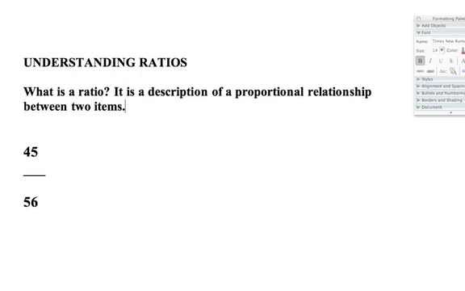This short video is intended to provide you with a simple and concise explanation of ratios. First of all, what is a ratio? It is a description of a proportional relationship between two items. For example, we may say 45 out of 56 people agreed that the environment should be a principal issue in political discourse.